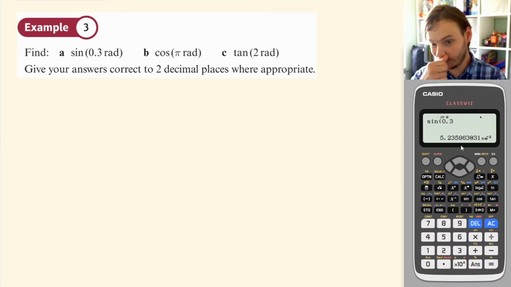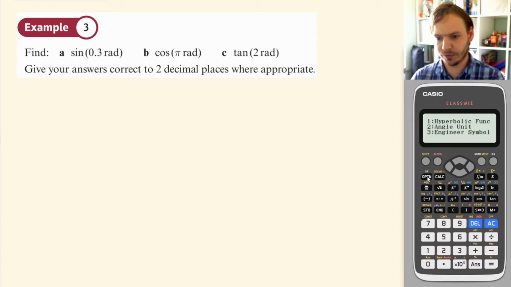So if we think back to the little trick we used when converting on the calculator, I can do this by typing in sine of 0.3 and then use options and then 2 for angle units and then 2 for radians. And now it says sine of 0.3 radians and it will give us the correct answer. So for A, it is 0.2955 and then so on.